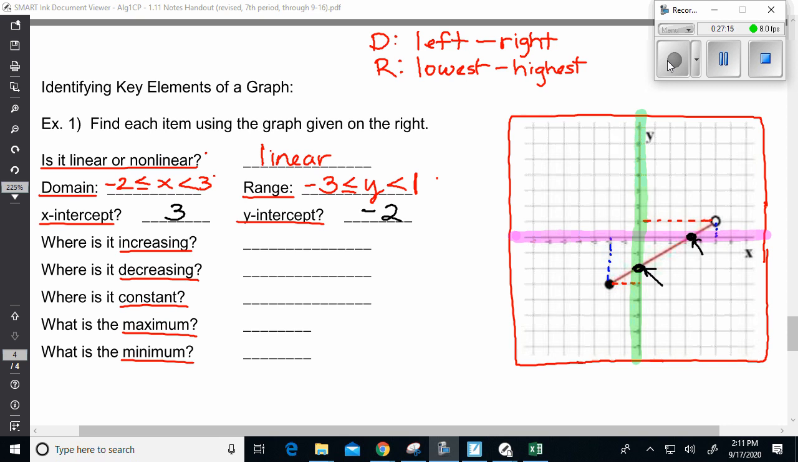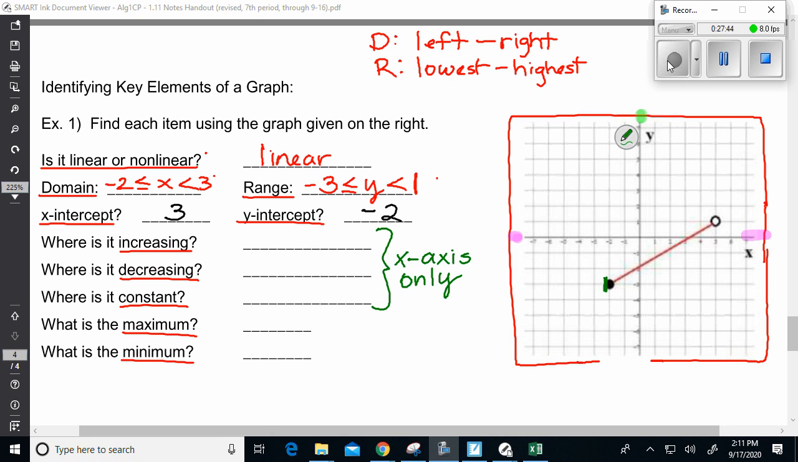Let's do the next part. Clean this off so that we're just looking at the line. So, increasing, decreasing, and constant, we're looking at the x-axis only. X values only. So we go back to where the graph starts. The graph starts at -2. X equals -2.